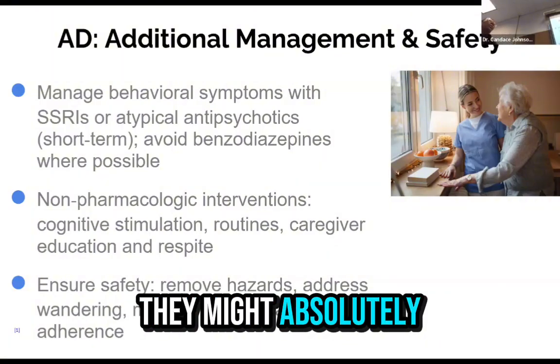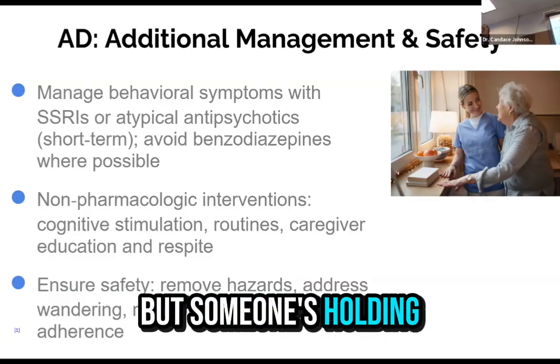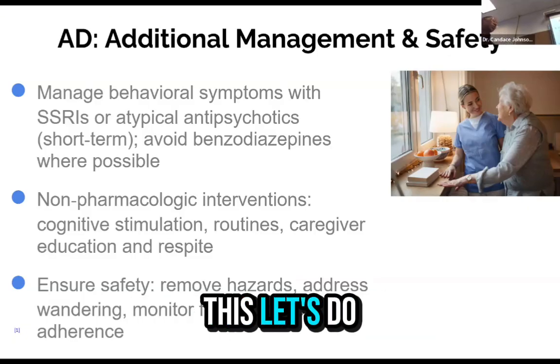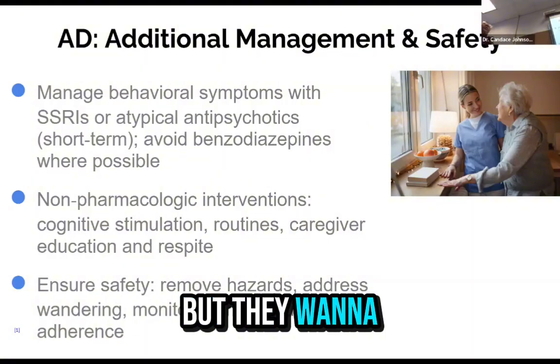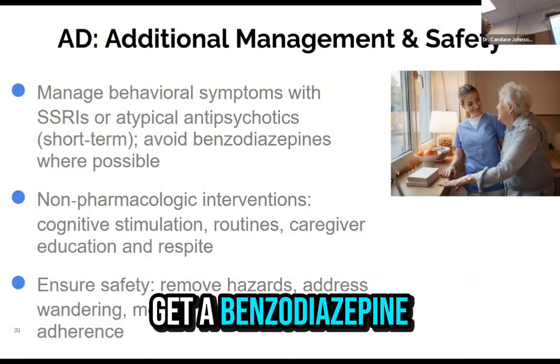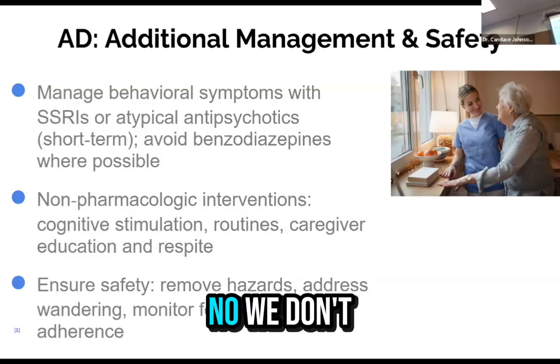They might absolutely be showing signs of anxiety. Like they want to get up, but someone's holding them down. Someone's telling them they can't wander, they can't go anywhere. You've got to stay here, you've got to do this. Let's do this puzzle. But they have a mission they want to do. All right. You think maybe they should get a benzodiazepine. They're anxious, maybe this will help them. No, we don't do that.